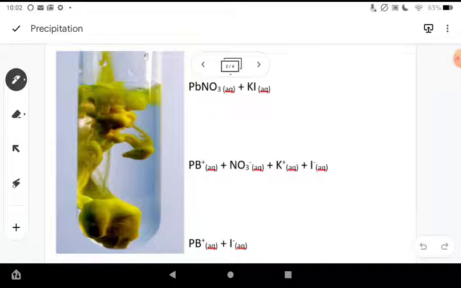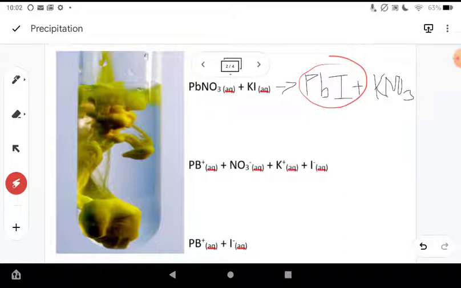So if we have a look at this equation here, what's actually going on is the lead and the potassium are swapping over. So it becomes lead iodide plus potassium nitrate. Okay, and this one here is going to be solid. So you'll notice there are state symbols here and here, and those are both aqueous, which means they're dissolved.